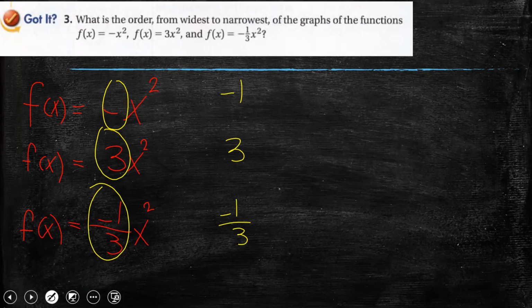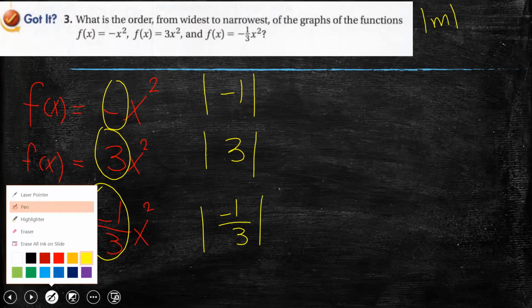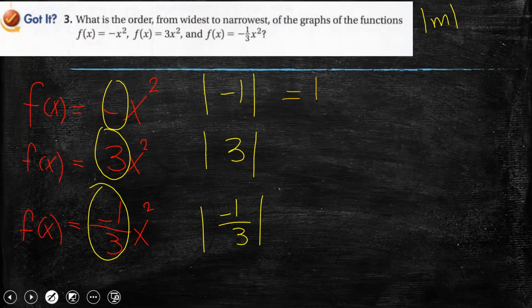Now, I told you take the absolute value of the number. What's the absolute value of negative 1? 1. Of 3? 3. And negative 1 over 3? 1 over 3. Now, after that, I want now to order from the widest to the where? To the narrowest.